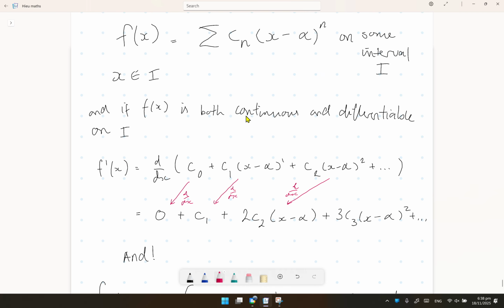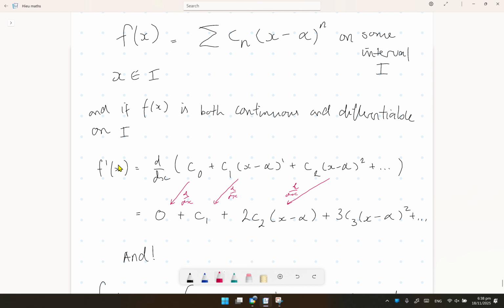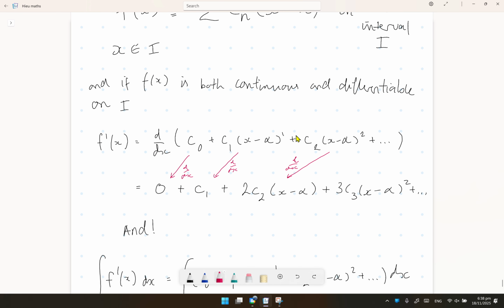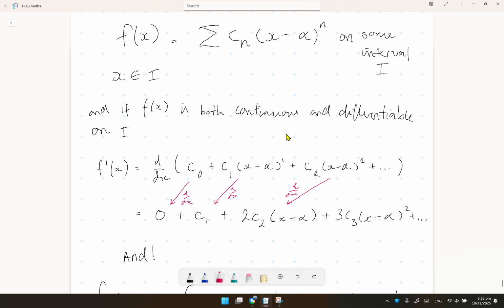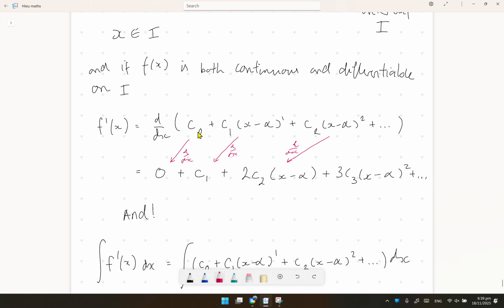And if f(x) is both continuous and differentiable on I, which is dependent on whatever this form of function is, then you could differentiate it or you could integrate it, right? The whole idea of why we represent things as functions is if it's continuous, we can integrate it, and if it's differentiable, we can differentiate it. So this is the general form of a power series, and when you differentiate something, they're all just plusing each other, right? So by the nature of differentiation, these terms differentiate here, these terms differentiate here.